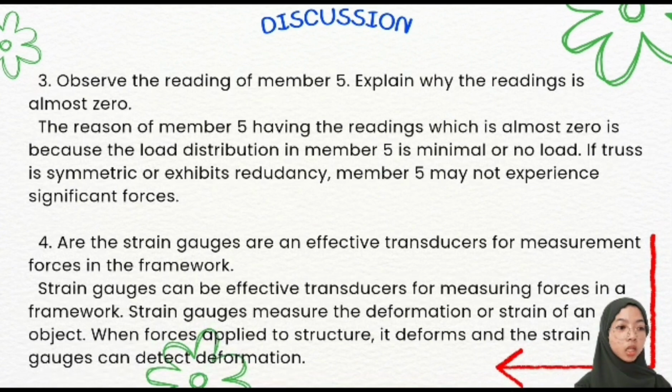For the third question, the reason member 5 has readings which are almost 0 is because the load distribution in member 5 is minimal or no load. If the truss is symmetric or exhibits redundancy, member 5 may not experience significant forces. For question 4, a strain gauge can be an effective transducer for measuring forces in a framework. A strain gauge measures the deformation or strain of an object. When forces are applied to a structure, it deforms and the strain gauge can detect the deformation.